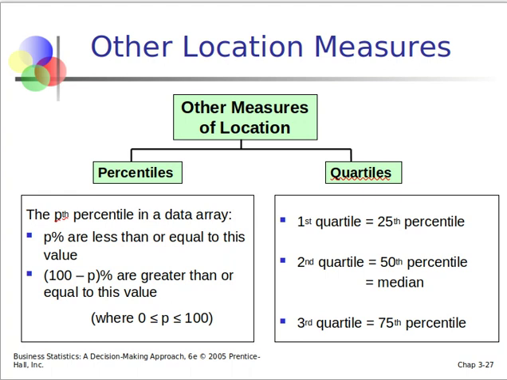Now let's talk about other location measures. What are these other measures used to locate certain parts of the data set? Not necessarily the center, but certain parts of the data set. These are the percentiles and the quartiles.